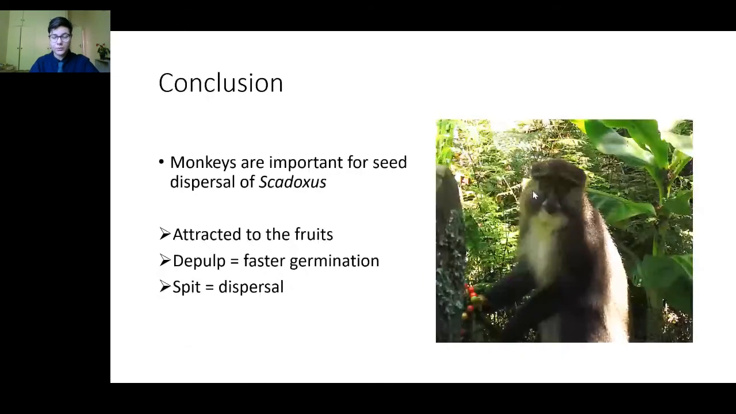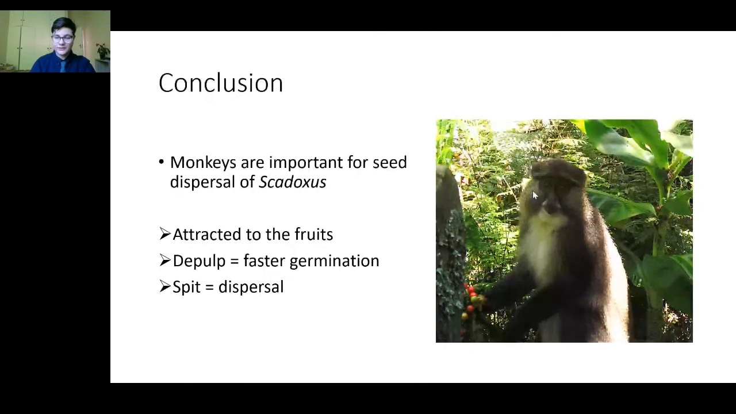So monkeys are really important for seed dispersal in the genus Scadoxus. They're attracted to the fruits. They then depulp the fruits, which leads to faster germination, and then spit out the seeds, which is the dispersal mechanism. Now, a quick note on my favorite photo that came out of the study.